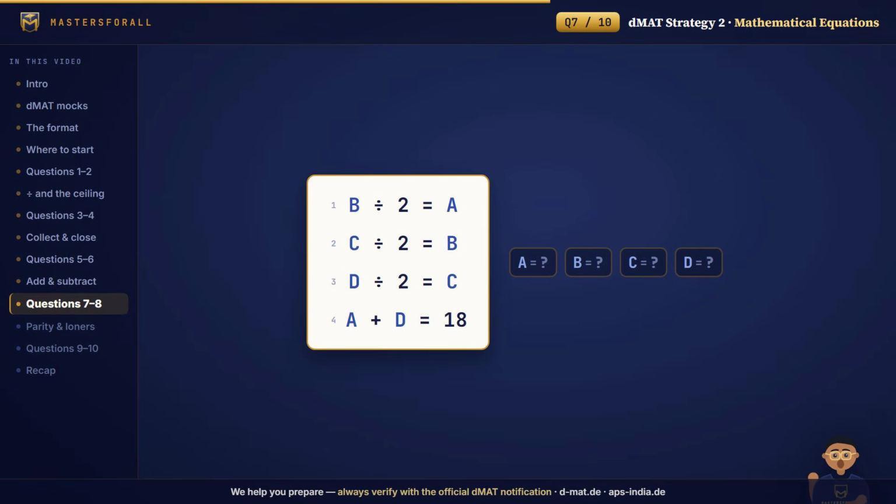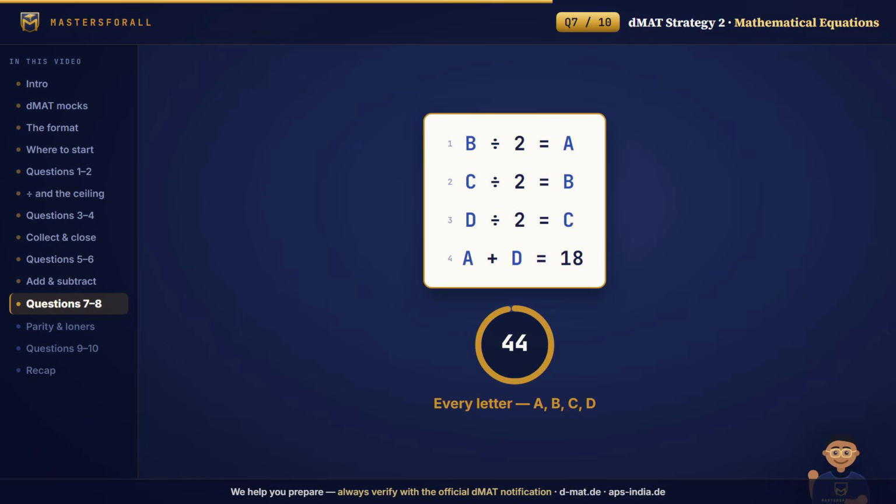Question 7. Short lines and nastier than it looks. Find A, B, C, and D.